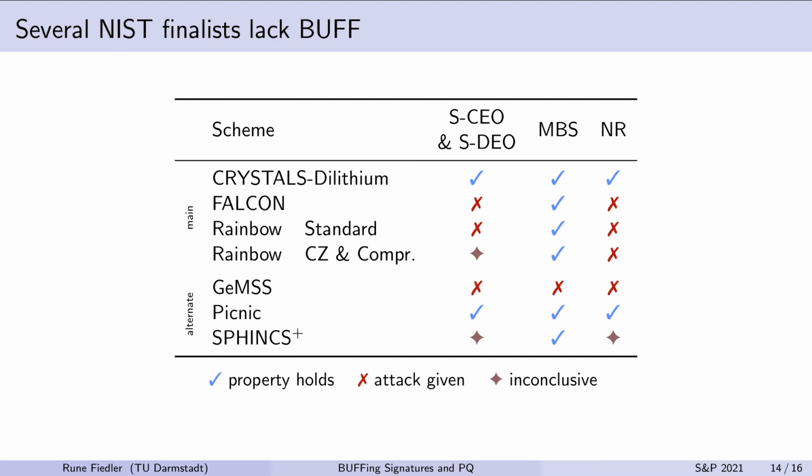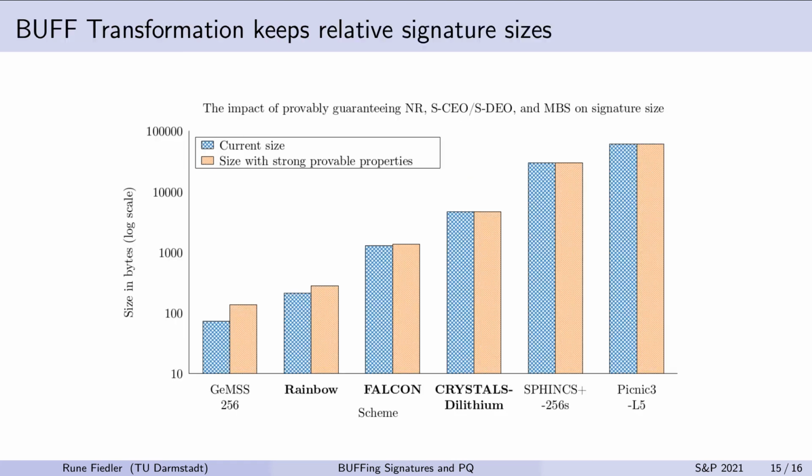So with this you might say, okay, how can I achieve all of these security notions? Didn't you just introduce some cool transformation? Yes, you are right. You can straight apply our BUFF transformation to achieve all of these security notions. And another advantage, the signature size hardly increases. Specifically, the relative signature sizes stay the same. So for Falcon, you may want to apply the BUFF transformation to achieve all the security notions. However, after applying the BUFF transformation, Falcon signatures are still shorter than Dilithium signatures.